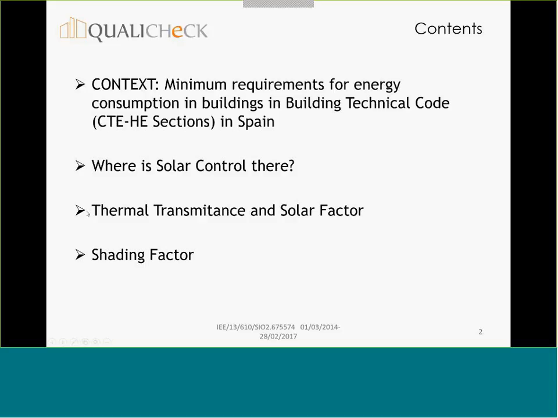Then we will speak about the parameters which are relevant. The thermal transmittance and solar factor is obvious, but also the shading factor. The shading factor is the main concern of this webinar. Then let's speak about the minimum requirements.